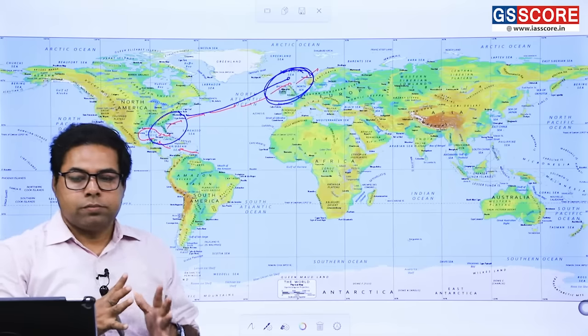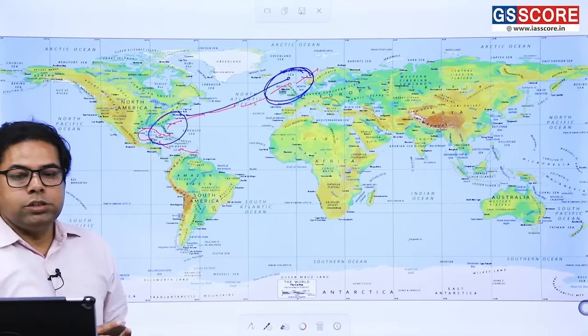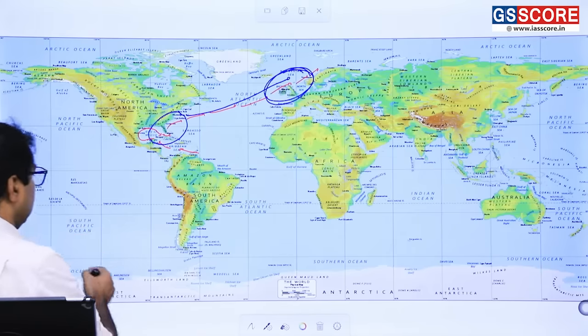The second factor is air-sea heat influx.